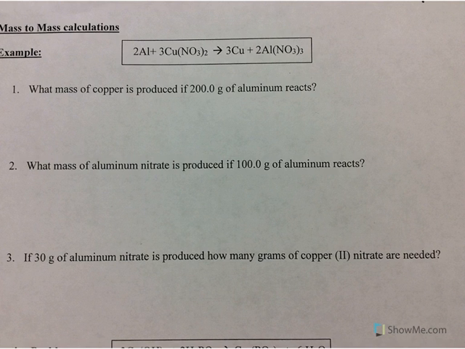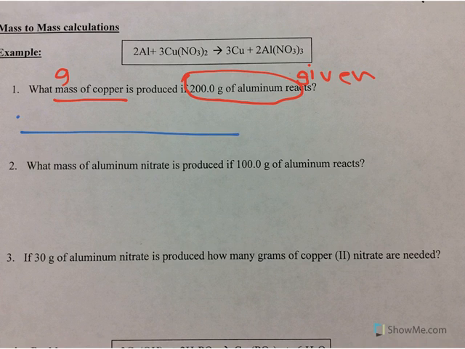All right. So in this one it says, what mass of copper is produced if 200.0 grams of aluminum reacts? So this is my given. Remember, mass is grams. So I'm going to set up my grid. 200.0 grams of aluminum.